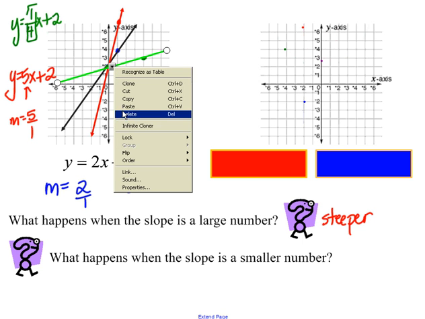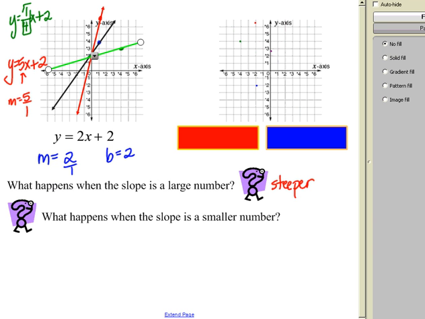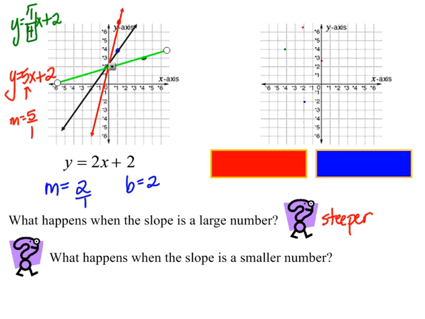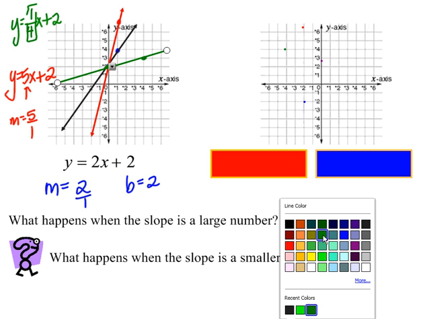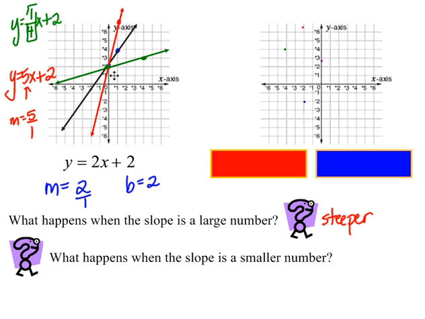Make it a little bit darker green. There we go. Okay. So now what can we say about this green line? Well, the green line is getting flatter, isn't it?